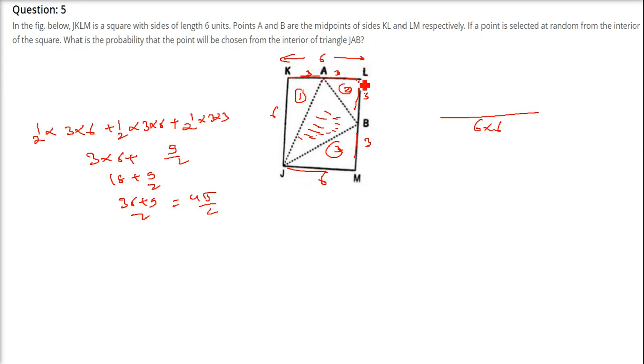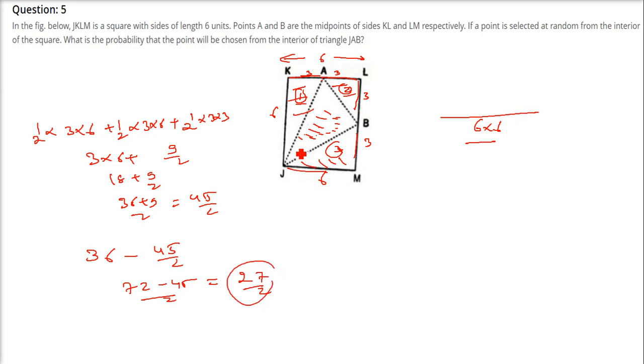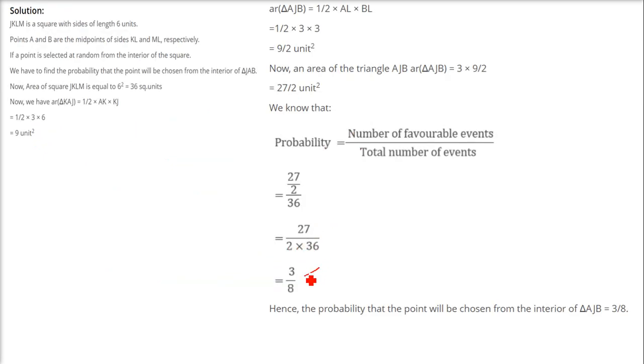And now this has to be subtracted from the area of the square. We just found out that the area of the square is 36. So we have to subtract this from the whole area so that we get the internal region. It should be 72 minus 45, all by 2. This is 27 by 2. So 27 by 2 is the area of this region, which is the favorable region. And the total is 6 into 6, which is 36. So 27 by 2 by 36, you get 3 by 8. 9 3s are 27, 9 4s are 36, so 3 by 8. This is the probability of choosing a point from the interior of triangle AJB.